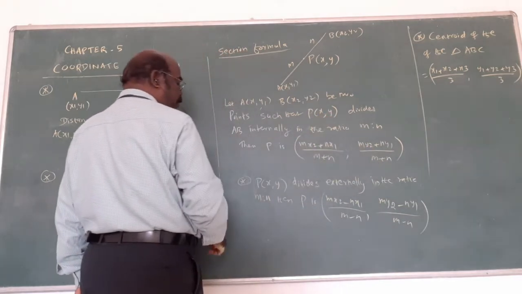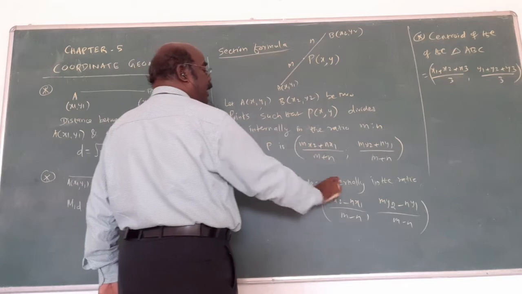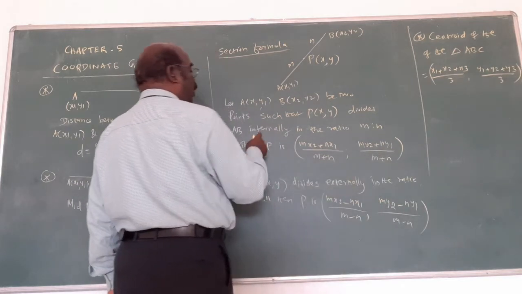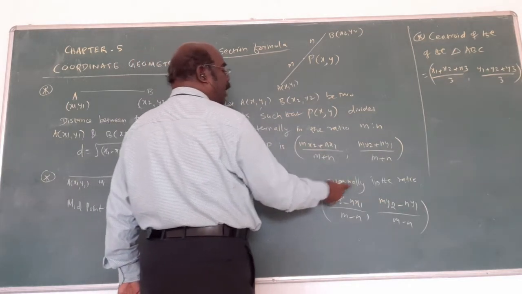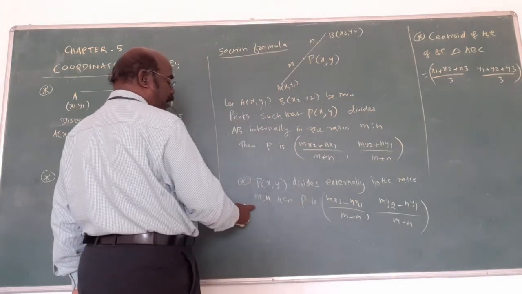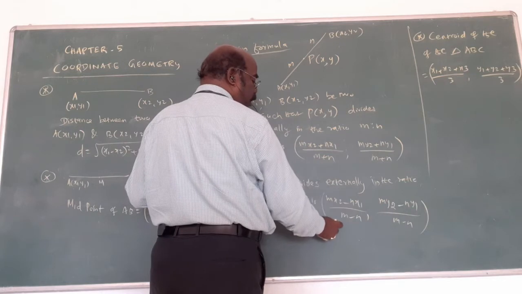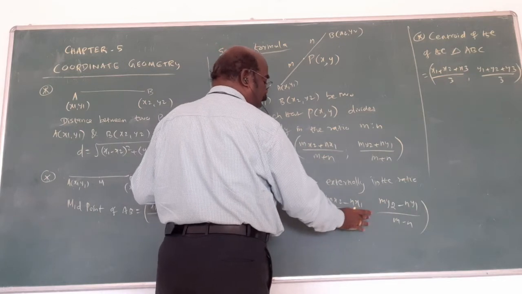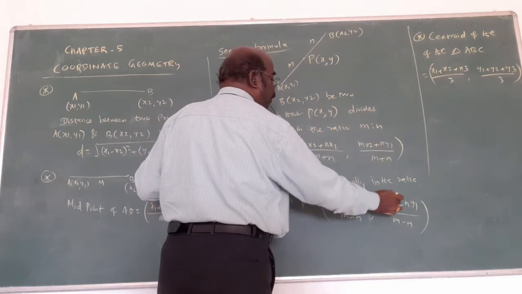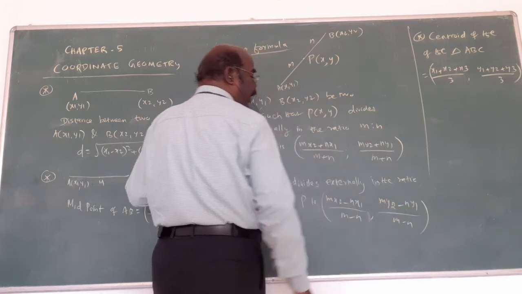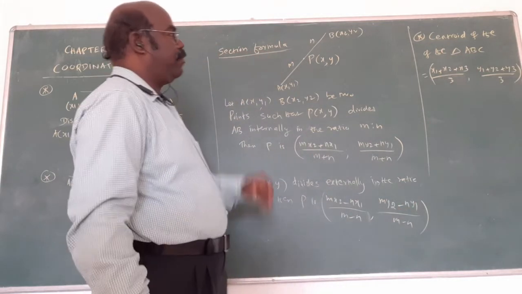The same thing, if P(x, y) divides externally. The first one is internally. Externally, in the ratio m is to n, the formula is what? (mx2 minus nx1) divided by (m minus n), comma, (my2 minus ny1) divided by (m minus n).